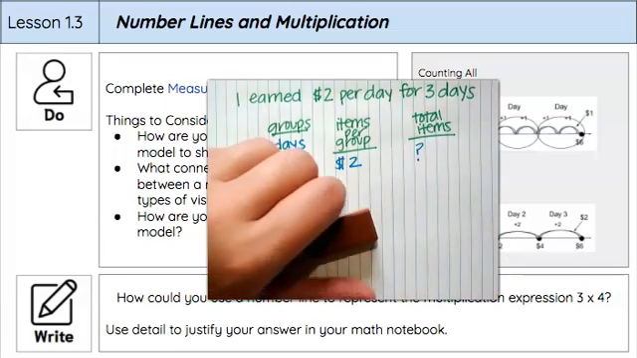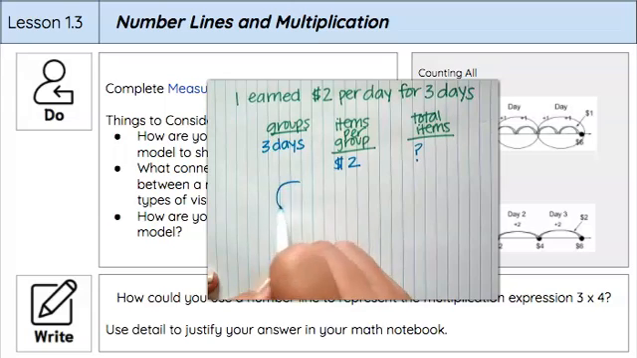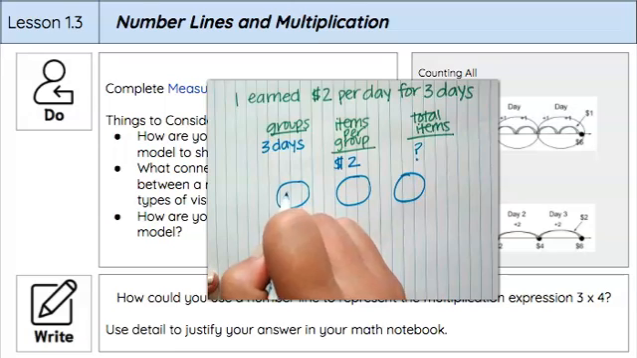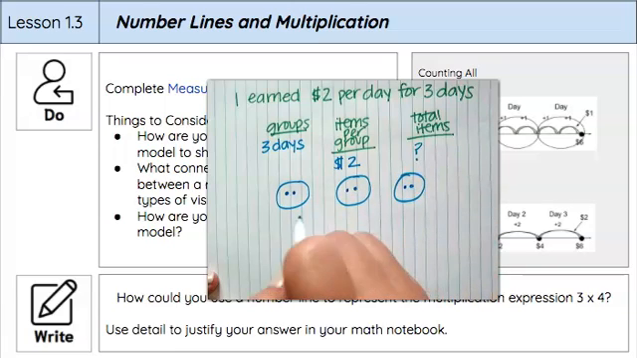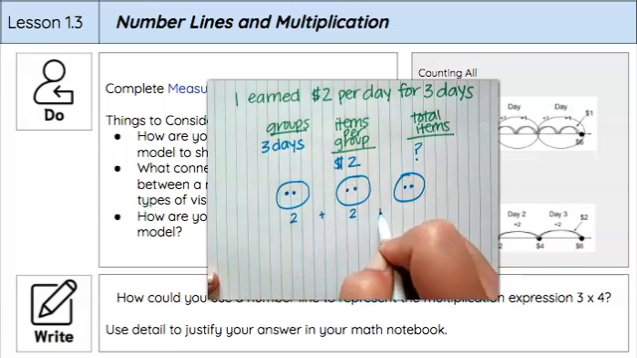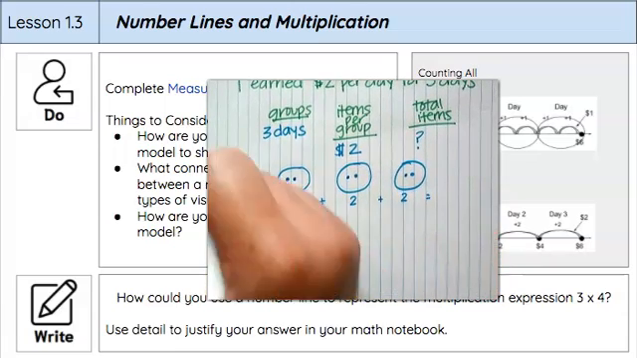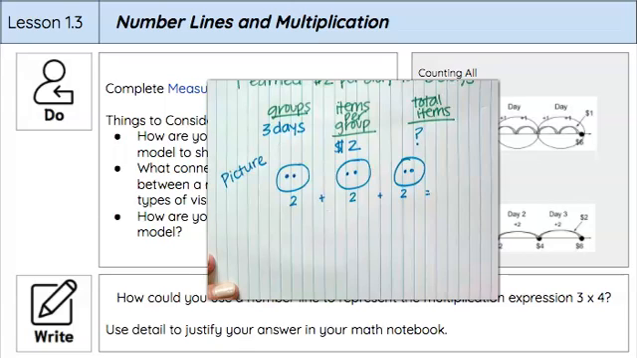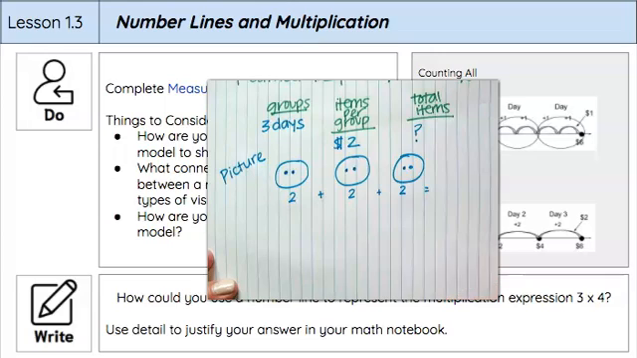Okay, so after I use my manipulatives, I'm going to move on to draw a picture. So I'm just going to represent each day as a circle, and then I'm going to represent my $2 with dots. So this is 2 plus 2 plus 2. This is how to use a picture to represent your multiplication. You could even draw in the little dollars in there if that makes it easier for you to make sense. Next, I'm going to do my tape diagram.